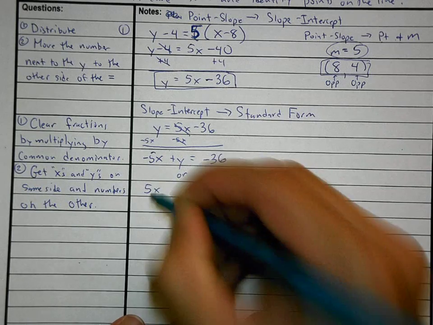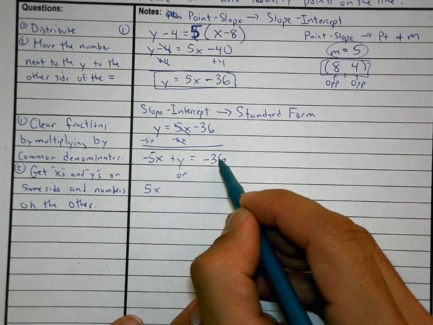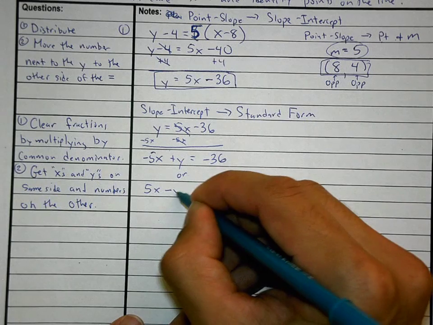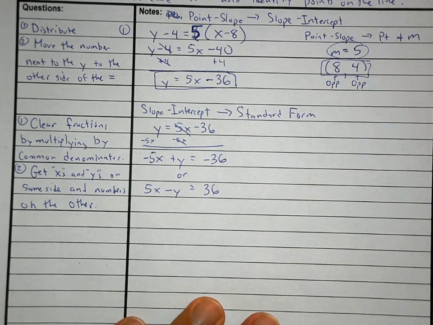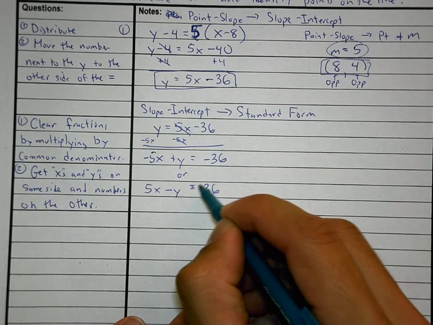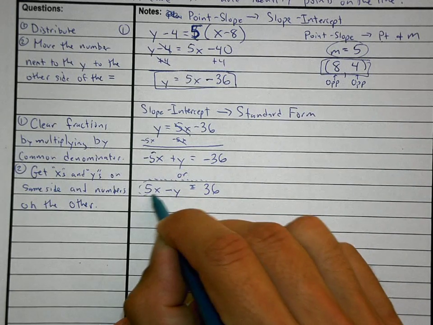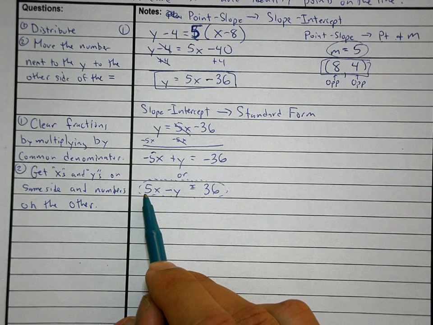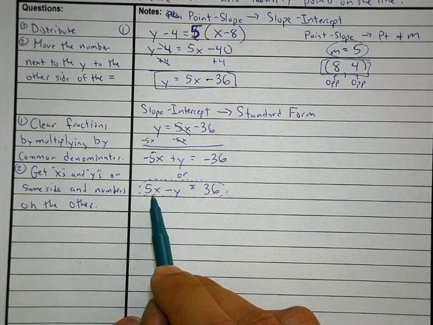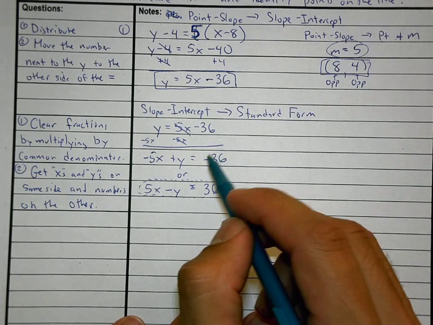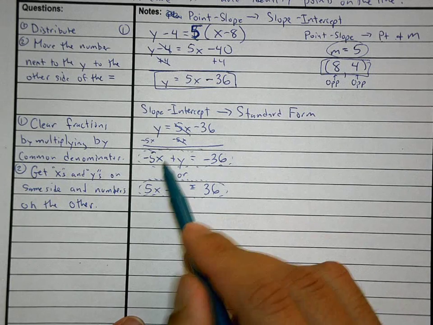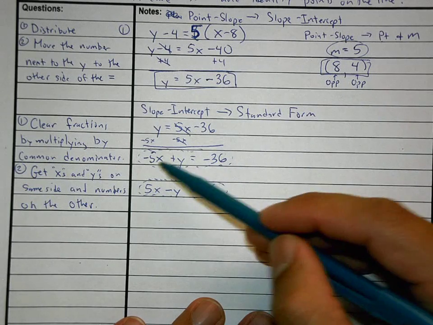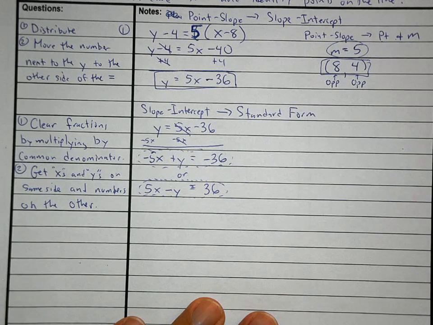If I change this sign, it becomes a positive 5x. If I change this sign, I have to change all the signs. This makes that negative y. If I change this sign, it's 36. Most of the time on SATs and higher level math questions, they will keep that A value positive. It doesn't have to be, but most of the time that's how they will write it out in standard form. So I will accept either one. Just in case you ever have to switch signs, know that you have to switch every sign if you're switching signs.